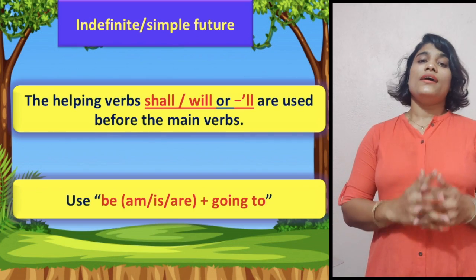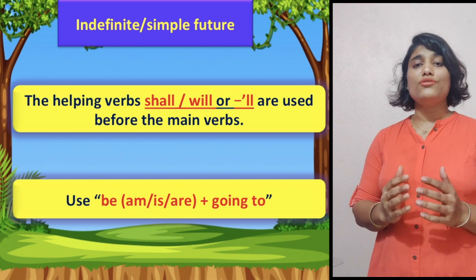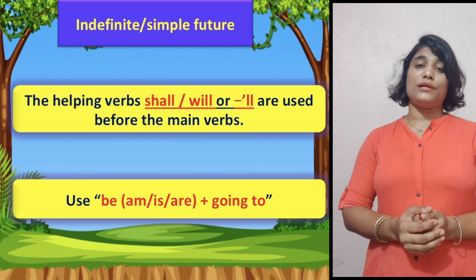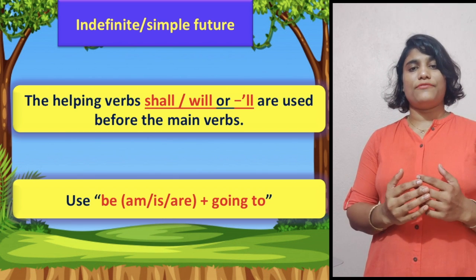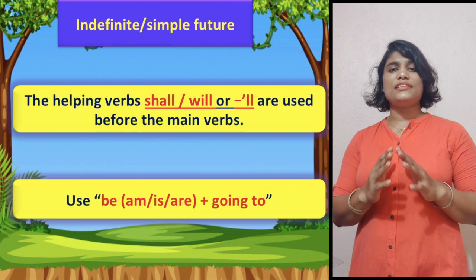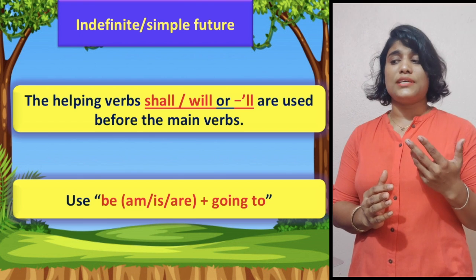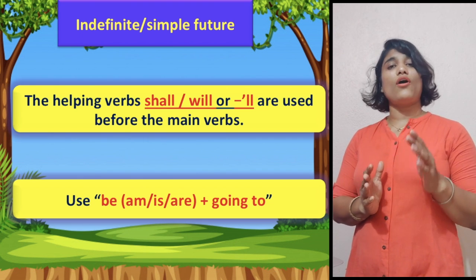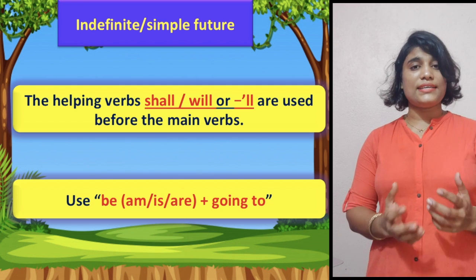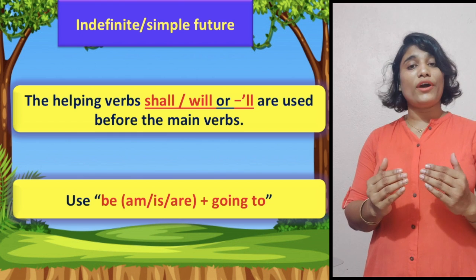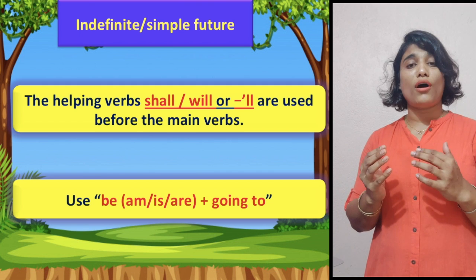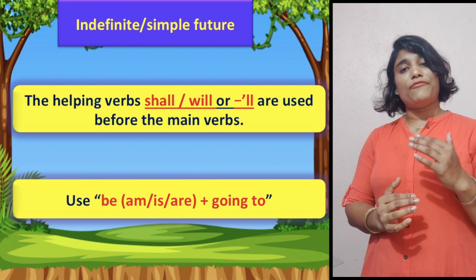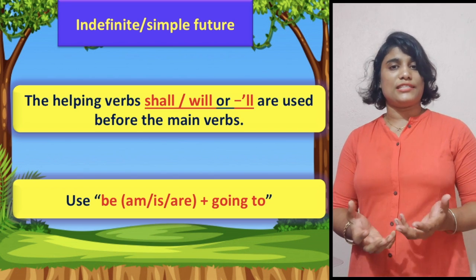So, how do we write a simple future tense sentence, or how do we use a simple future verb? We use helping verbs like shall, will, which are constructed before the main verb. When you are using a simple future verb, you just use auxiliary verbs such as shall or will. And in a few cases, you may use going to. Although am going to, is going to, are going to looks like the present continuous, their sense is future tense. They imply the future aspect of the verb.